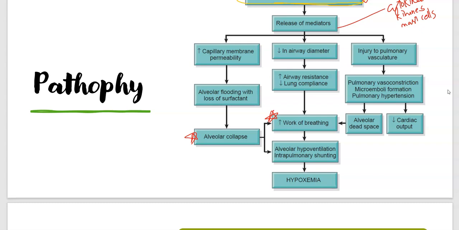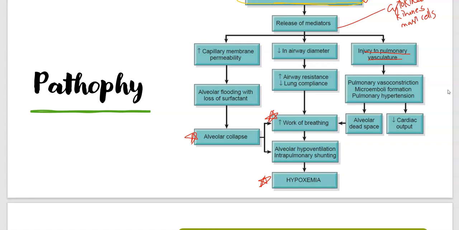Okay? Apart from that, with the continuous release of your chemical mediators, you have your pulmonary injury to your pulmonary vasculature. Well, we could consider, sabi ko nga yung chest trauma kanina, like vehicular accident or maybe somebody stabbed you, and doon mismo sa chest wall mo, ayan. Again, inflammatory response ang mangyayari dyan.